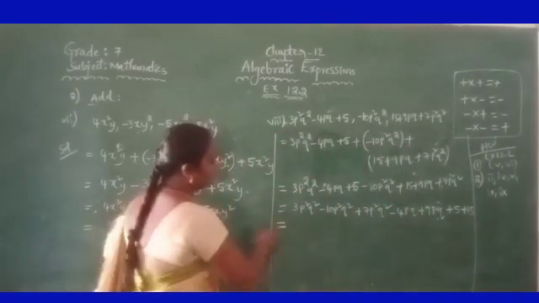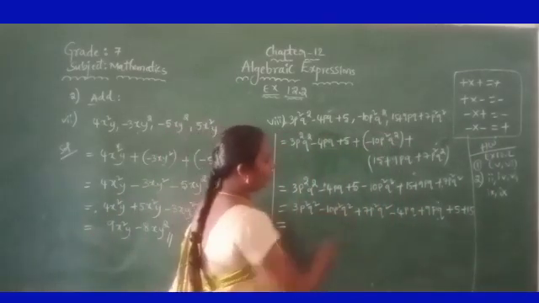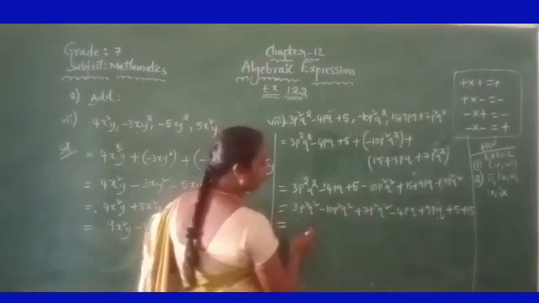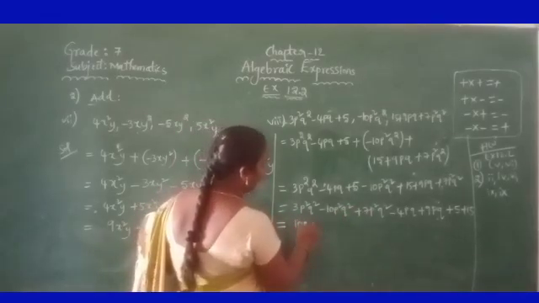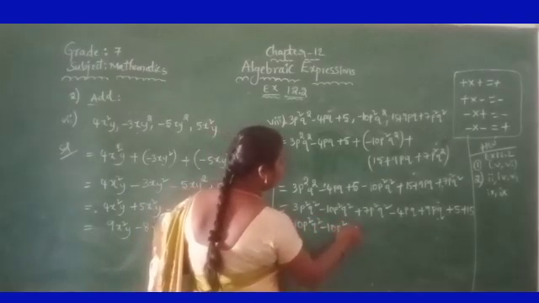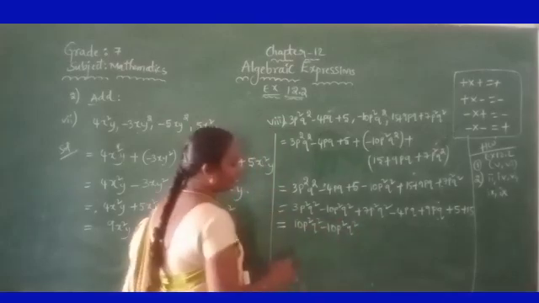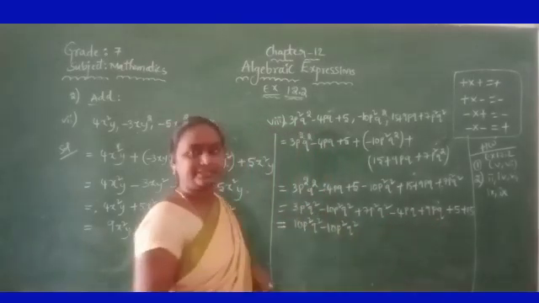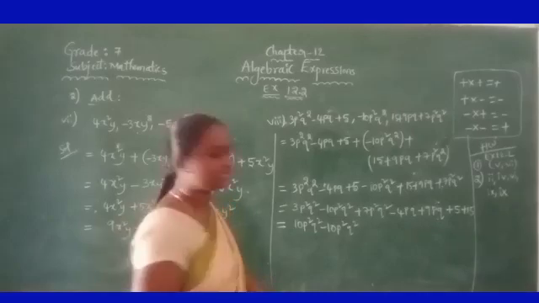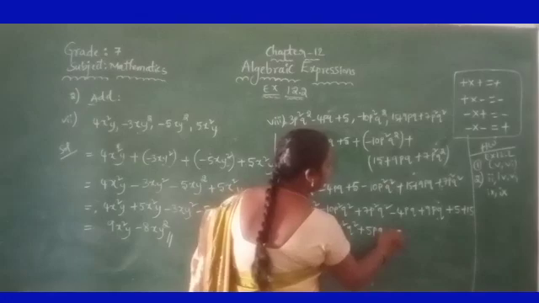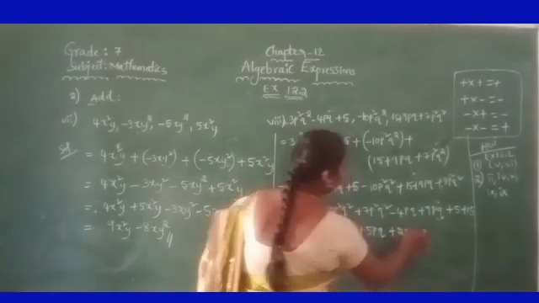Next. Now, p squares, how many p squares are there? See, plus 3 plus 7, total 10. 10p²q² minus 10p²q². Okay, here minus 4pq plus 9pq, that is minus 4 plus 9, subtract. Yes, 5pq. Plus 5, 15, that is 20.